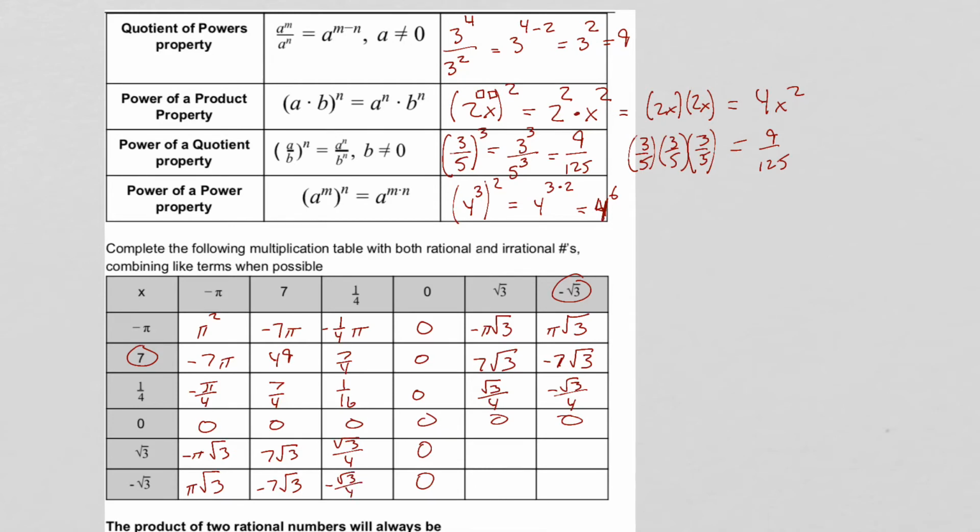So more than enough practice. Here's an interesting one. When I have root 3 times root 3, that's 3. Root 3 times the negative root 3 is negative 3. And here's negative 3 and 3. Let's give you a moment to do those.